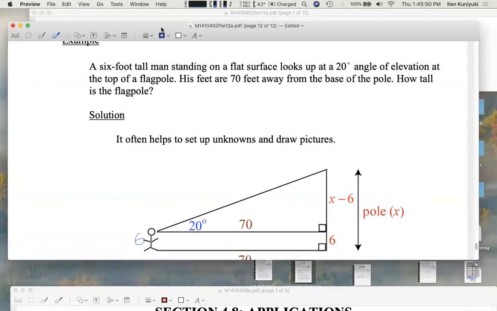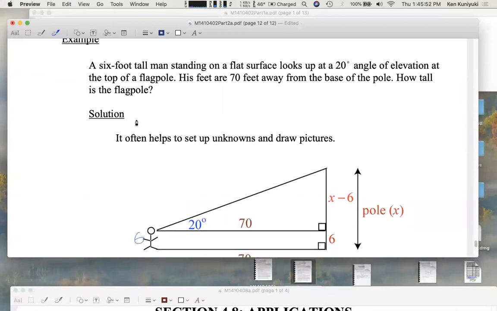So word problems, sometimes it's tricky to state them precisely. So this man is standing on a flat surface, not a hill, and he's looking up at a 20-degree angle of elevation. Now, I'm kind of assuming that his eyes are on the very top of his head, so we're kind of ignoring the forehead. But he's looking up at a 20-degree angle of elevation up towards the top of a flagpole. So here's our flag, being patriotic, right?